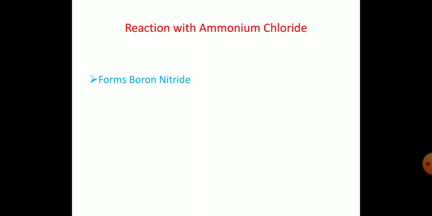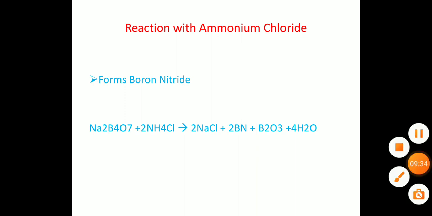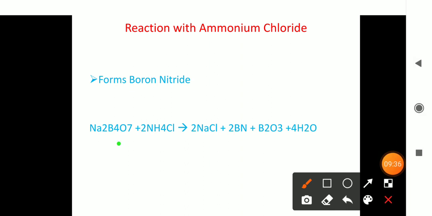Okay, let us look at the chemical equation. This is the chemical equation of reaction of borax with ammonium chloride. Here what we have taken: first borax, Na2B4O7, then ammonium chloride, NH4Cl. As a result, we get the product boron nitride, BN. And here the byproducts are sodium chloride, NaCl, boron oxide, B2O3, and water.